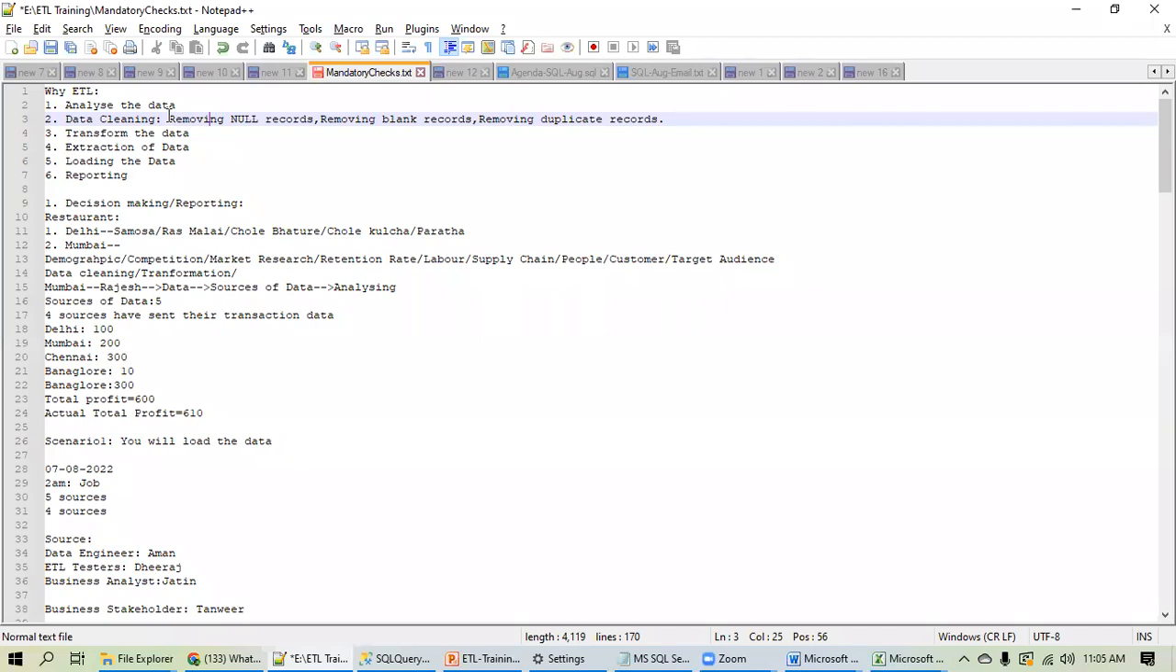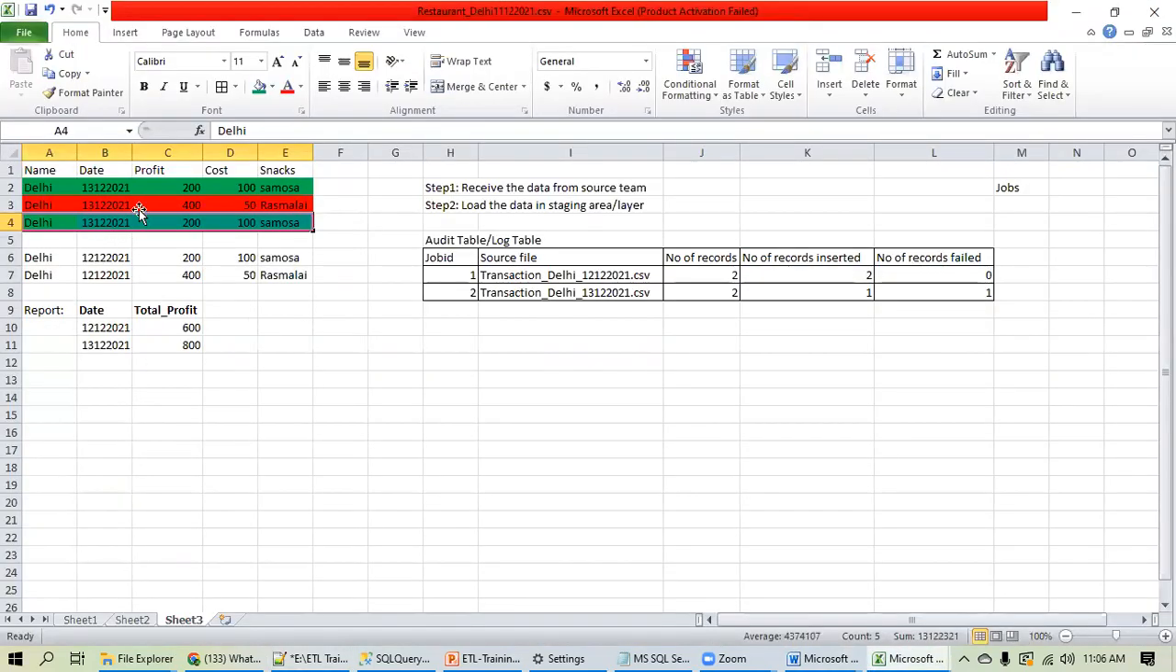Now, one thing: should you remove nulls, or should you inspect the reason for them? What do you think? Suppose in this case it was null here, as I showed you earlier. What will Aman do? Will he delete this and insert only this record, or what should he do? He should report it. Very important: you should not blindly delete the null record just because profit is null. No, you should report this to the source team, drop them an email asking why this profit is null, and ask them to please check.